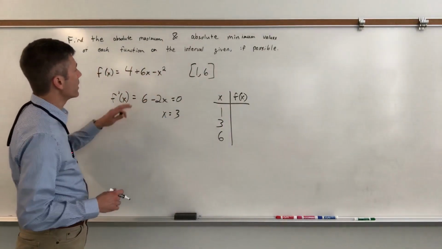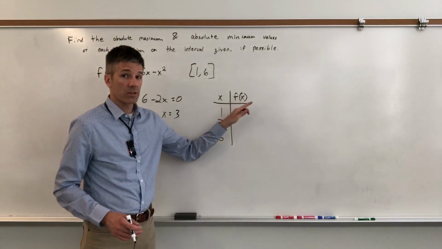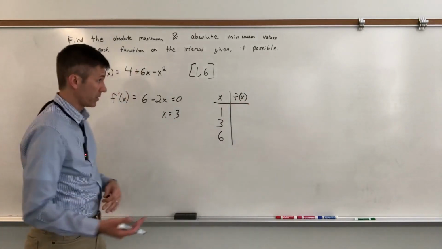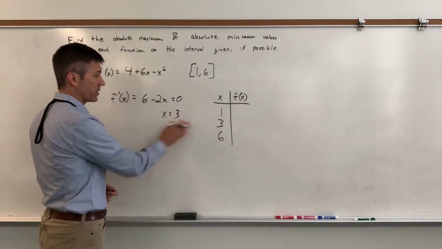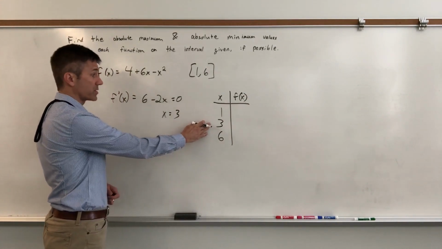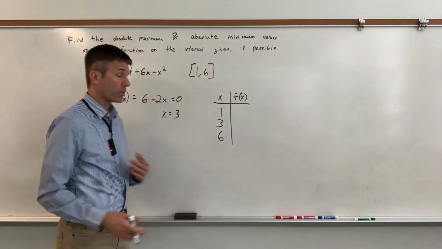We can do some of this in our head. So again, we're dealing with the original function. We're not dealing with the first derivative. We used the first derivative to come up with this. This is where the derivative equals 0. This is a potential critical point.